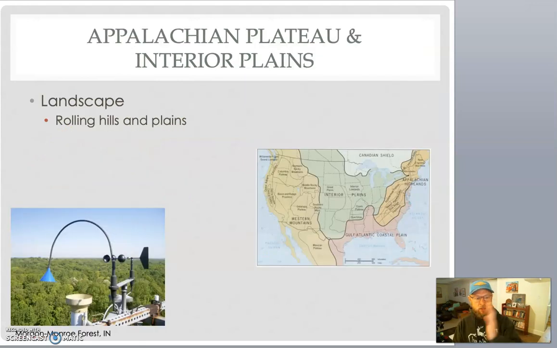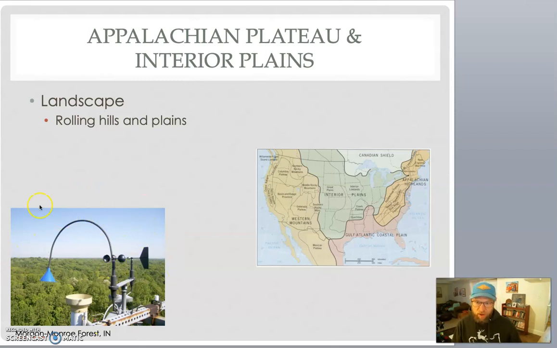Okay, let's move on to the west side of the Appalachians, so the Appalachian Plateau and the interior plains. I lumped these because the forest cover types are quite similar. When you're in the Appalachian Plateau, you're at much higher elevation, and it tapers back down as you move through the interior plains, but the landscape is generally flat with rolling hills.